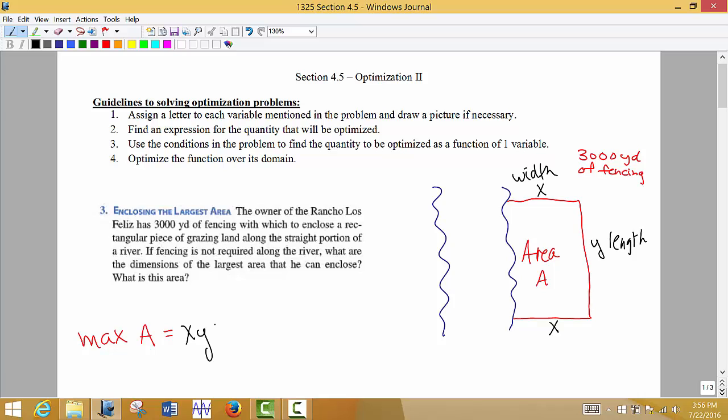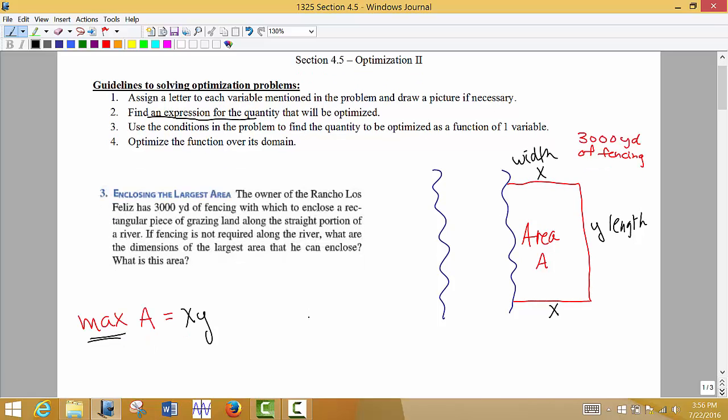All right, so we know that area is length times width. We multiply those together, we're going to get the area. Now we want to keep in mind that this is what we want to maximize. Now, the problem here is that we do have an expression for the quantity we want to maximize, but it's in two variables. So the key here is that we want to get this in terms of only one variable. So how can we switch everything to be in terms of either X or Y?